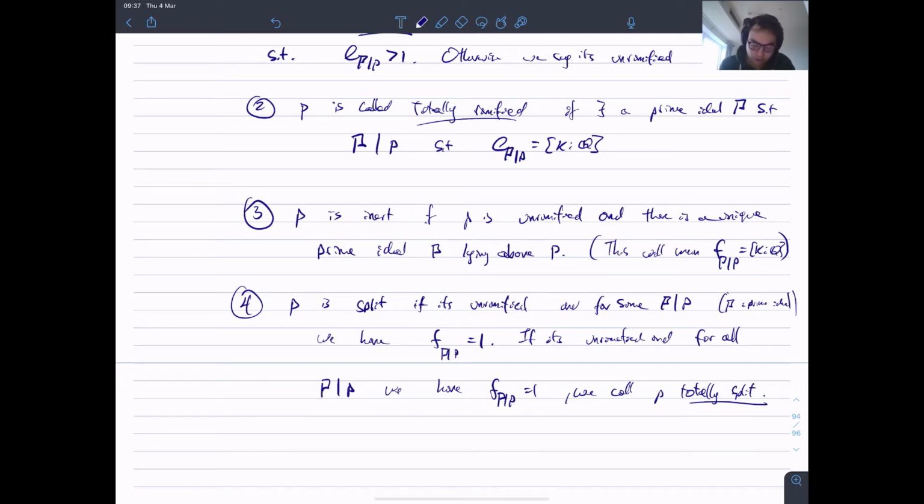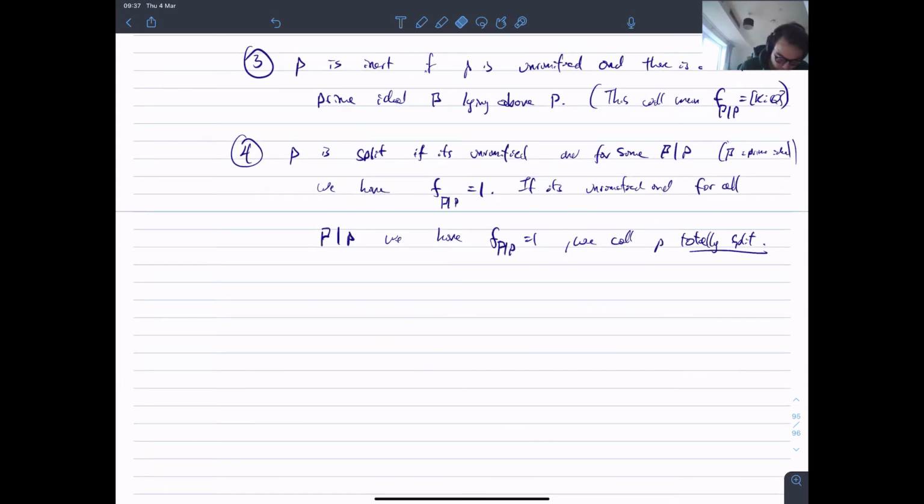Okay, so these are the words that we're going to use to describe how our prime numbers have changed when we've gone from the integers Z to the ring of integers of our number field. So let's start with an example of all of this. I've done enough talking about theory. Let's do some examples.